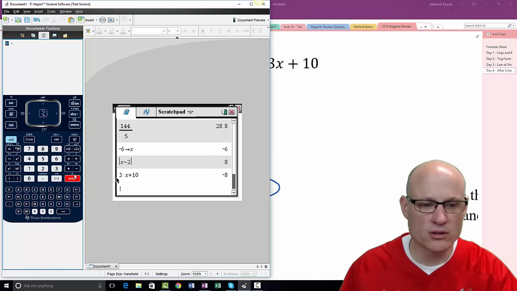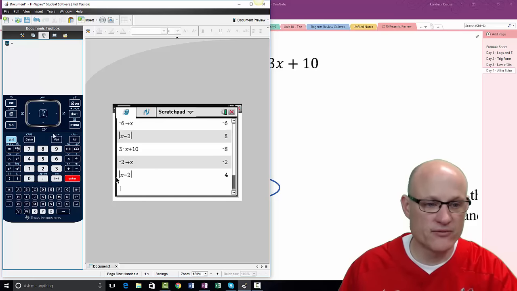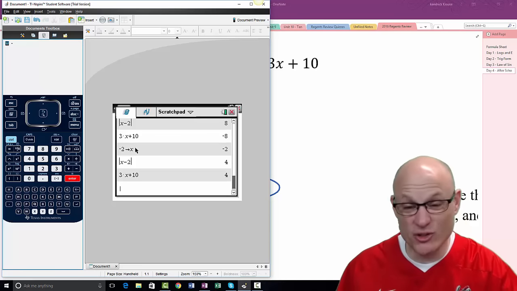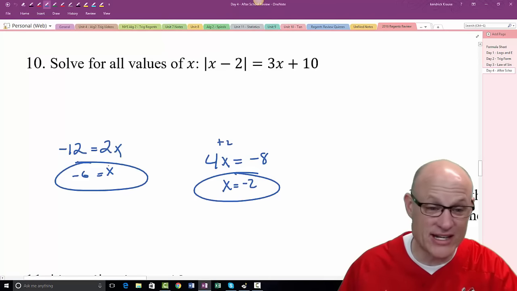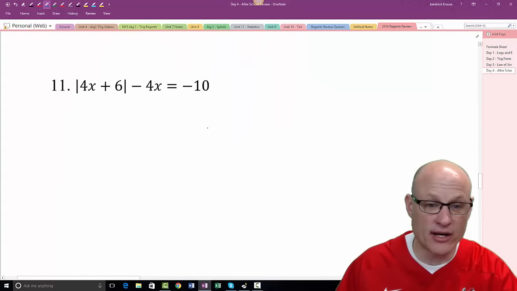That's weird. That didn't work. All right, let's try negative 2. Negative 2 stored into x. If they both don't work, I probably did something wrong. That's 4. And that's 4. So the negative 2 worked, but the negative 6 did not. So that's not a solution. So I get negative 2. You always should check your absolute value functions.